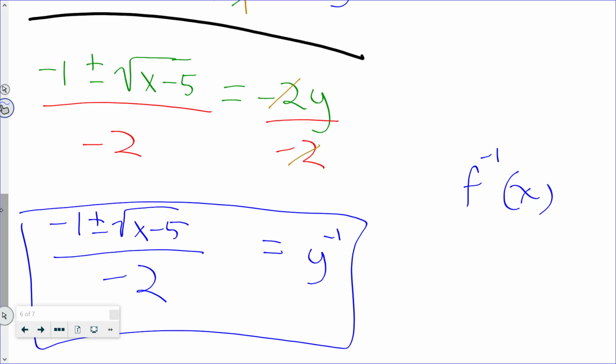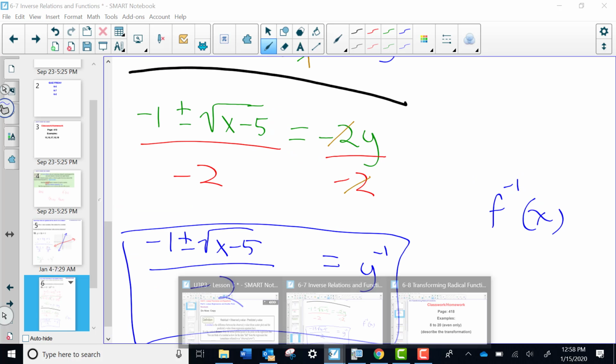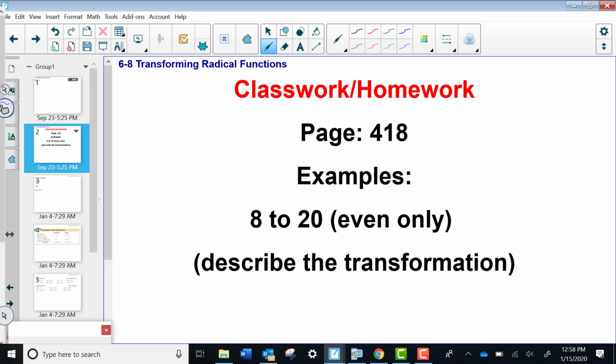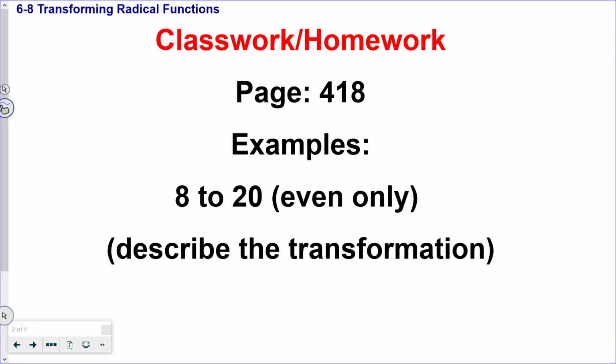That's 6-7. Any questions on 6-7? All right, let's go on to 6-8. 6-8 is nothing new. We're just going to refresh your memory, but this should take no longer than 1 minute.